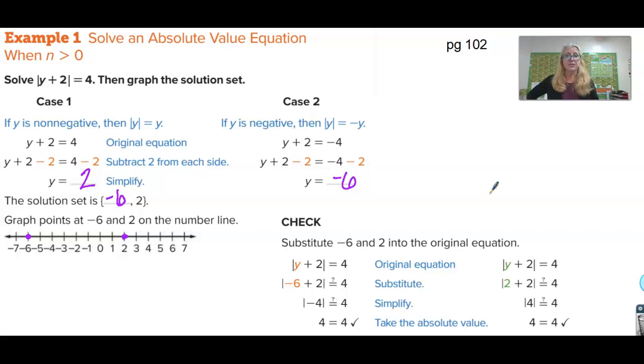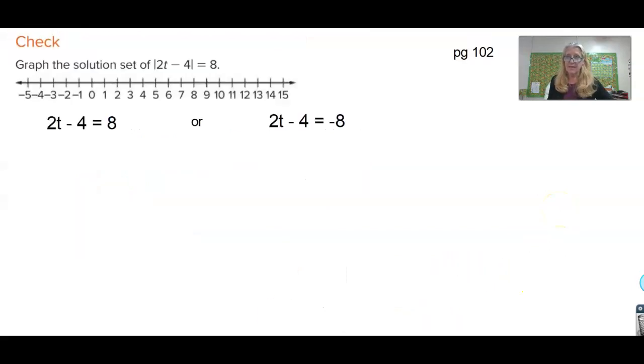Now, we can substitute -6 and 2 into the original equation to see if we're right. This is substitute and check. So we took the -6 and put it in this one. -6 plus 2 is -4. The absolute value signs made it positive, so that worked. Over here, we substituted 2 for y. 2 plus 2 is 4. +4 is +4, and that one worked. Okay. Now we can do it on our own without all that gobbledygook they put on the page.